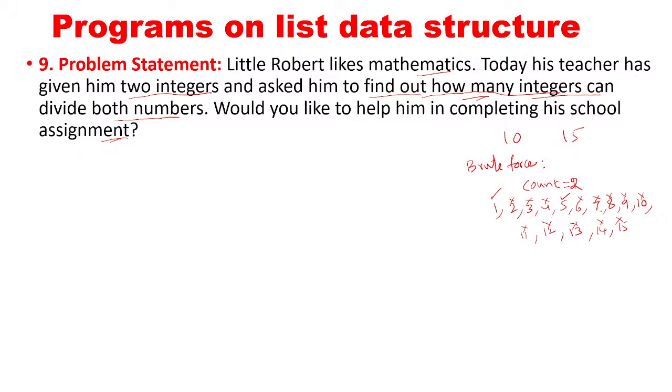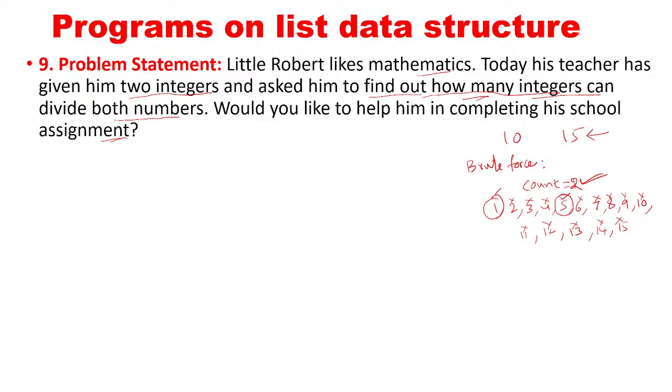Like this you should go on continuing up to whichever number is biggest. Starting from 1 to that number, go on dividing and count how many numbers divide both these numbers. So here we got the count value as 2. We don't want to know what those numbers are, we want how many only. So only two numbers divide 10 and 15, and the count value is 2.